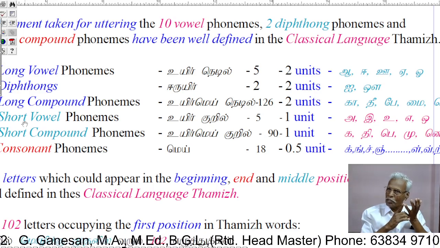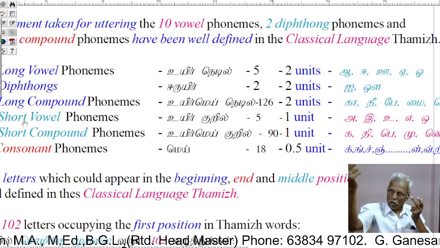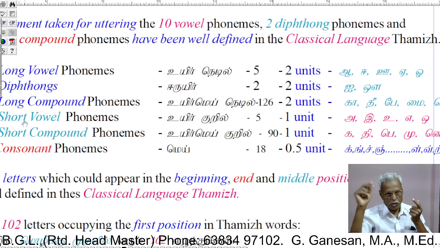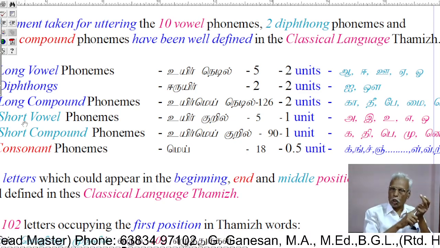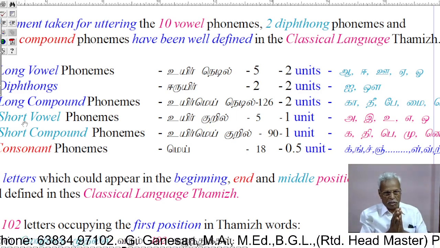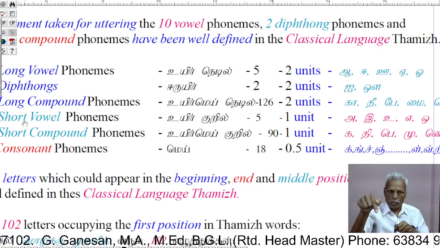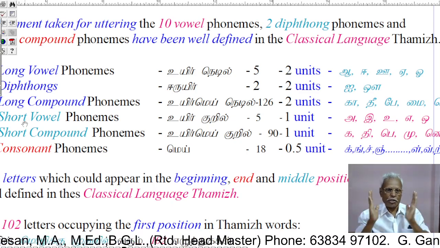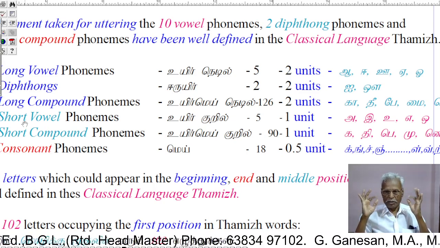That is, the time taken for the long vowels, diphthongs and long compound phonemes is 2 units. The time taken for short vowels and short compound phonemes is 1. And the time taken for uttering the consonant phoneme is 0.5 unit. It is the length of the time taken for uttering, that is voicing, the phonemes in Tamil.